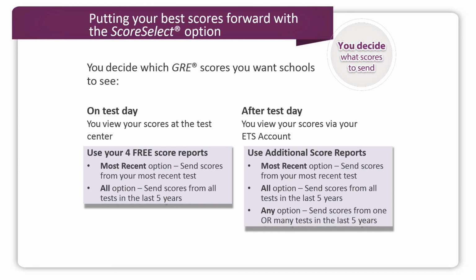On test day, when viewing your scores at the test center, you can designate schools to receive either your most recent scores from the test you just took, or your scores from all the tests you have taken in the last 5 years. Both of these options are available for each of your 4 free score reports.